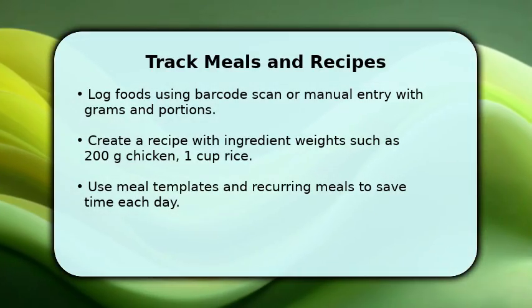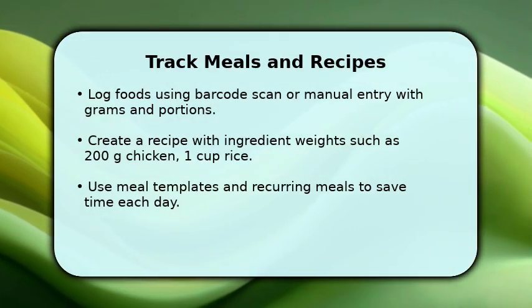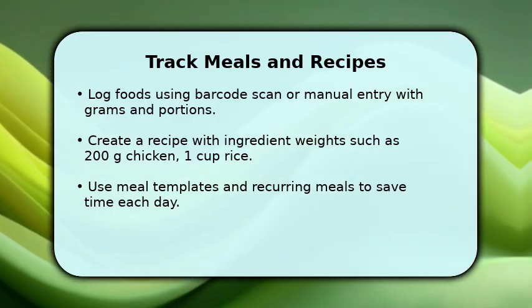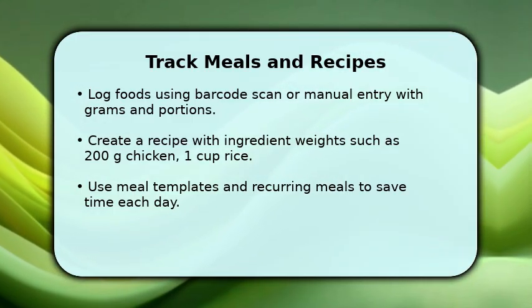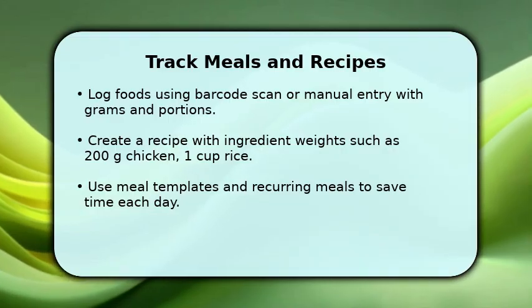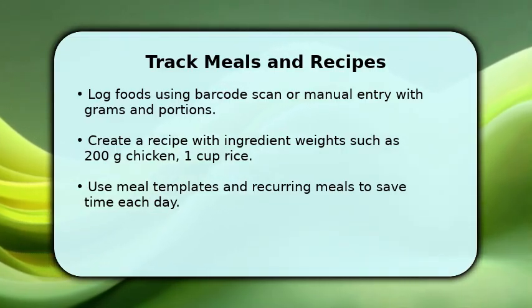Now focus on precise food logging for better results each day. Use the barcode scanner to log packaged foods quickly or enter items manually with grams and portions. For home cooking, create a recipe and add ingredient weights like 200 g chicken and 1 cup rice for accuracy.